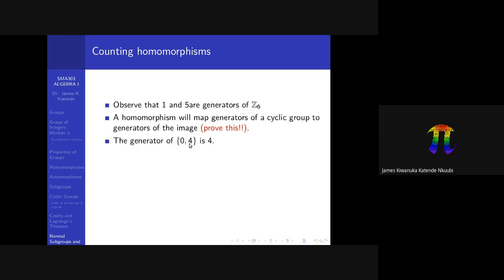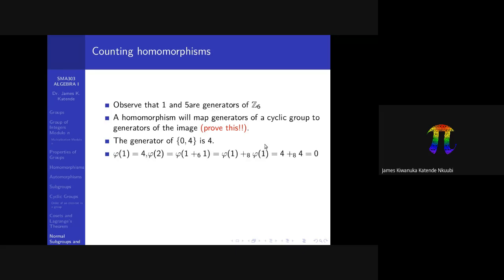So we know that the generator of 0, 4 is equal to 4. So you can construct a homomorphism by simply starting with one of the generators in Z6 and mapping it to 4. So you could start from 1 to 4 and use that to compute all the other images, or you can send 5 to 4 and use that to compute all the images.